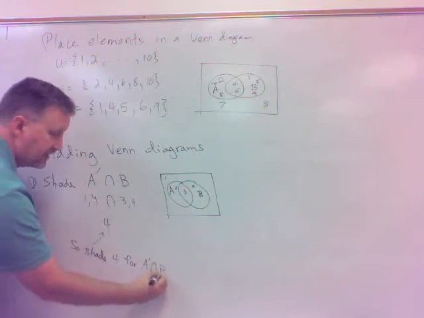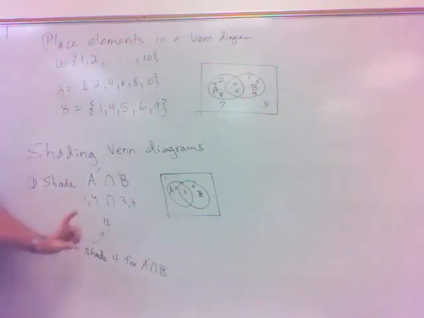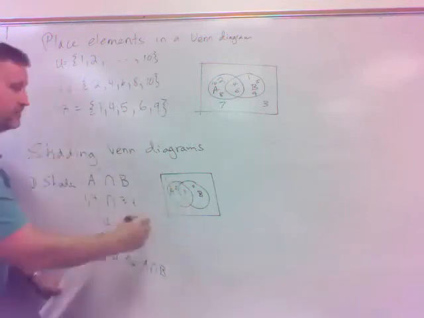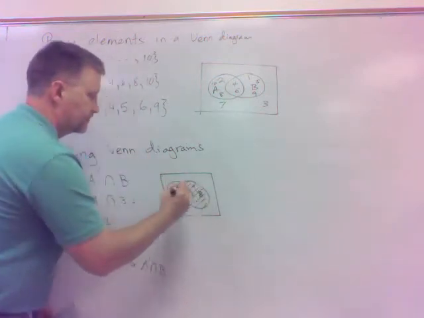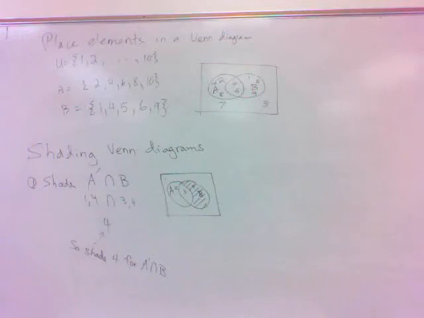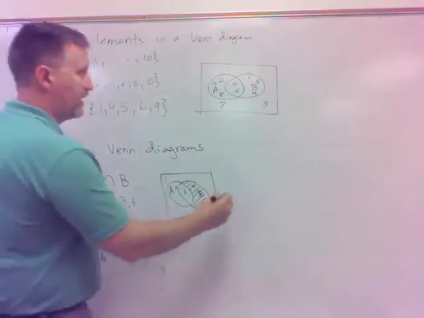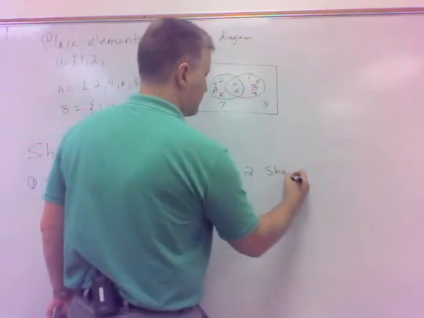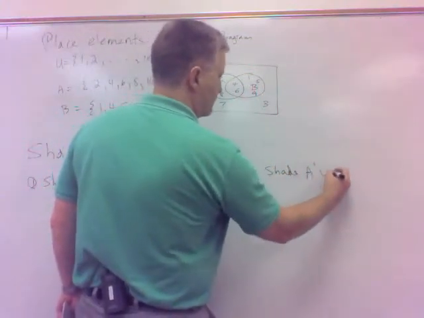So to shade A complement intersection B, I would shade only region number 4, which is this moon-shaped part of B. See that? It just gives you a way to put something down. There are other ways of doing it. You can think about where these sets overlap. I like this way, it puts numbers to it. Okay, so number 2, let's shade A complement union B complement.